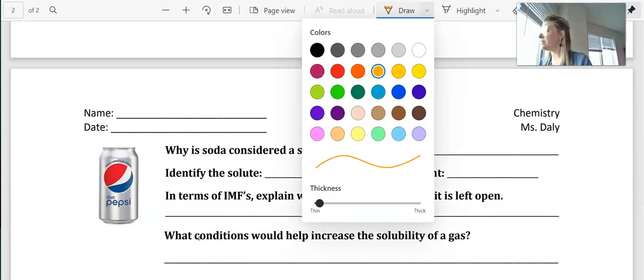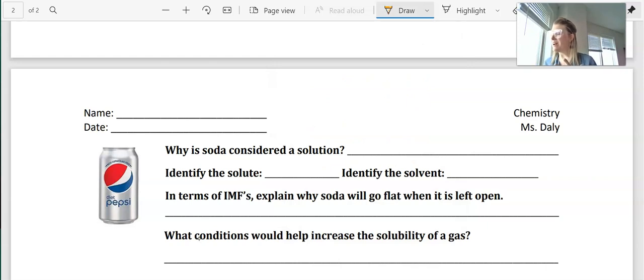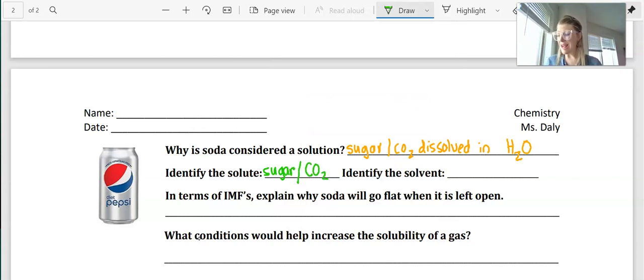So why is soda considered a solution? And actually, if you want to take a moment and pause and think about all of these questions, I urge you to do that. But if you want to follow along, that's okay too. So why is soda considered a solution? It's a solution because we have both sugar and CO2 dissolved in H2O, right? We have two solutes here, really. We have our sugar solute, or sugar substitute if you're talking about a diet soda, and we have our CO2 as our solute, and our solvent is water-based.